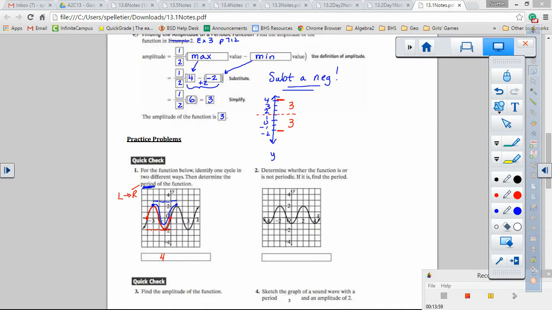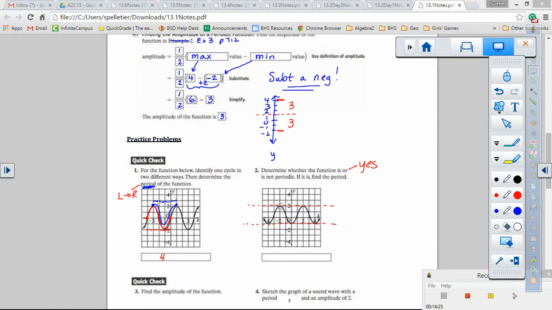Number 2, determine whether the function is or is not periodic. If it is, find the period. I will say yes, that it is periodic because it rises and falls by the same amount all the way through and seems to have a repeating pattern. So yes, it is periodic. And now I need to actually find the period. So again, it doesn't matter where you start and stop. It's certainly up to you however you do it.